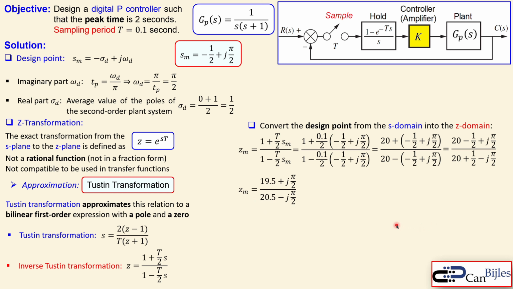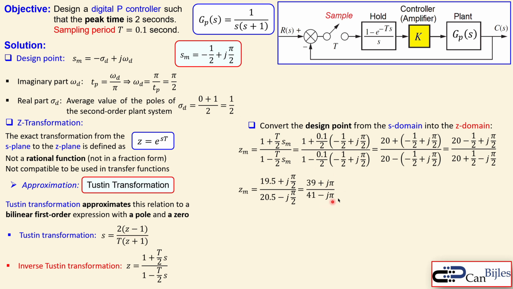Still we can move on because there is a pi over 2 here, so also not convenient. So let's again multiply, and this time using 2. So 2 times the numerator and 2 times the denominator. Then you get 39 plus j pi and 41 minus j pi. Now this is a very easy expression, but we need to have an expression which is in the form like this, not a fraction, so a real value and imaginary value.